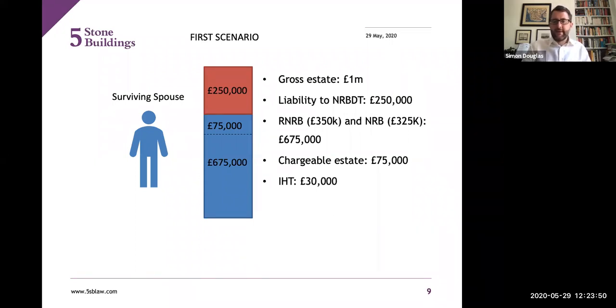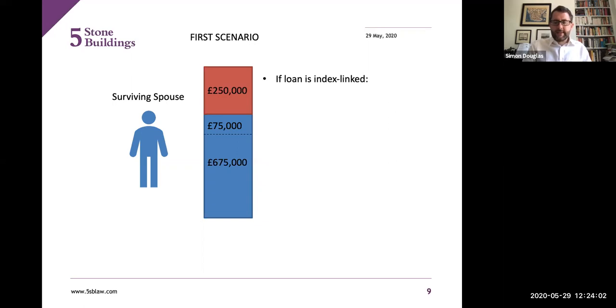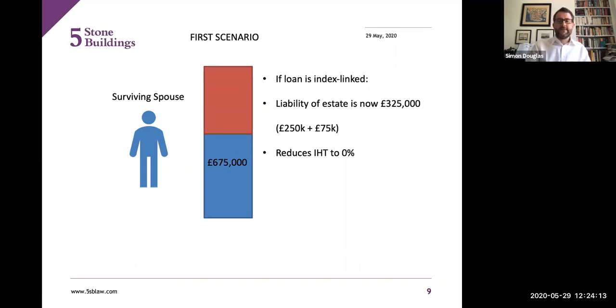Now, let's say that this liability to the trustees of the discretionary trust is index linked. And let's say that it has increased over time by £75,000. So the debt is now worth £325,000. The effect of that is that it takes the surviving spouse's estate out of inheritance tax, because the liability is increased such that the net estate is now reduced to £675,000. So there is no inheritance tax to pay.